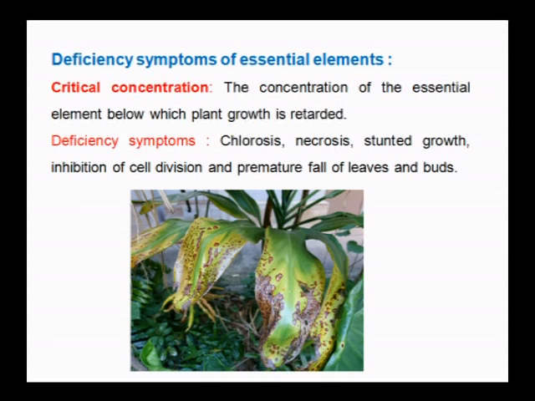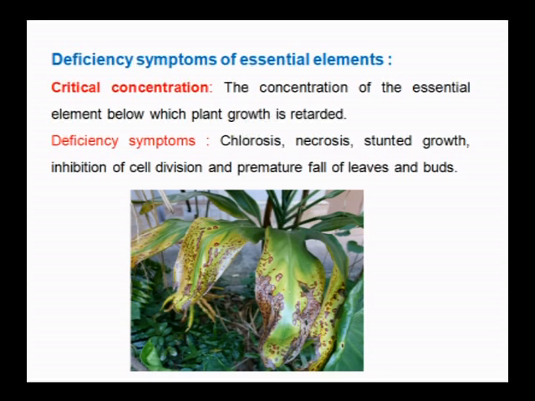Deficiency symptoms of essential elements. Critical concentration is the concentration of essential elements below which plant growth is retarded. A particular concentration of nutrients, below which there is no development, no growth, and abnormalities increase in the plant. This is called critical concentration. Critical concentration is the concentration of essential elements below which the plant growth is disturbed or retarded.